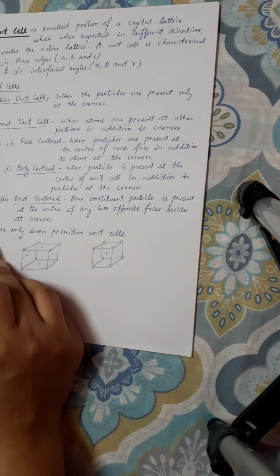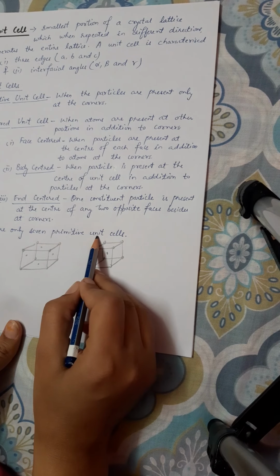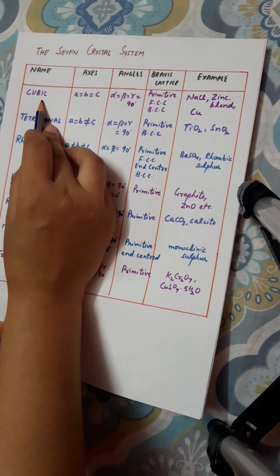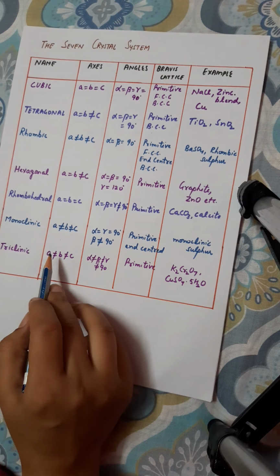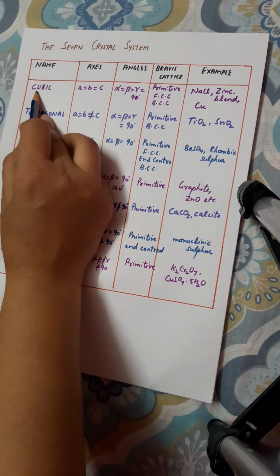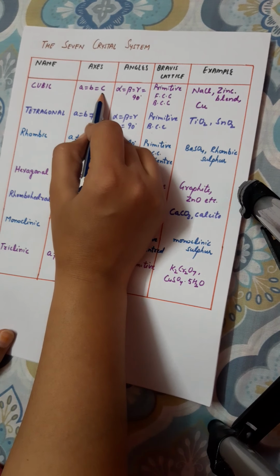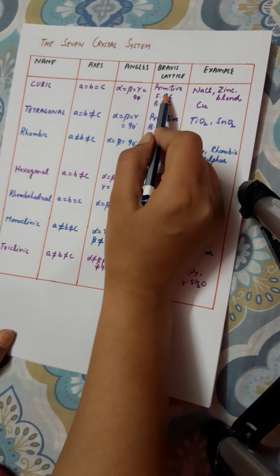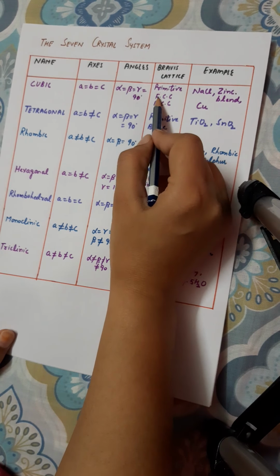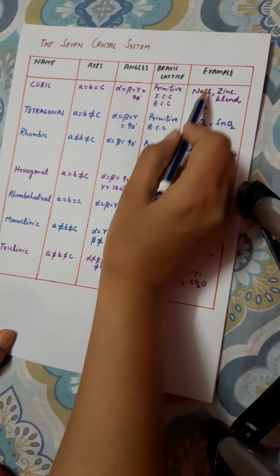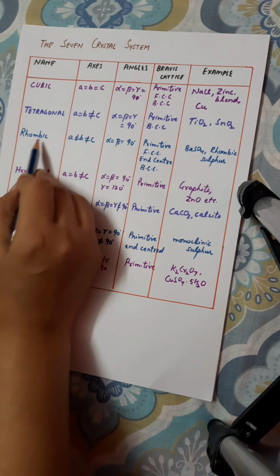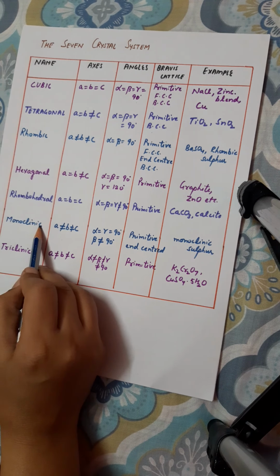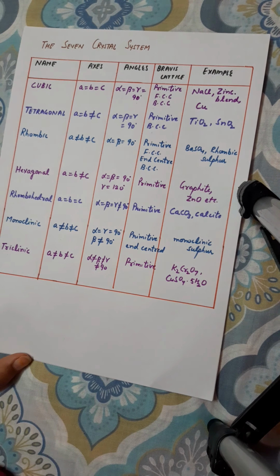Depending on these conditions, we have seven types of primitive unit cell. We have seven types of crystal system. This is only a part of learning. I will be sending you the notes also. Cubic: axes A equal to B equal to C, angles alpha equal to beta equal to gamma equal to 90 degrees. Bravais lattice: primitive, face centered, BCC, body centered, and these are examples. Similarly tetragonal, then rhombic, then hexagonal, then rhombohedral, then monoclinic, and then triclinic.